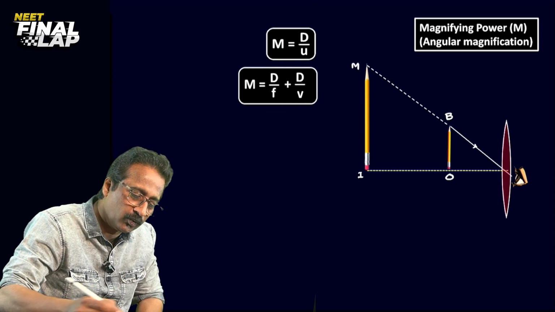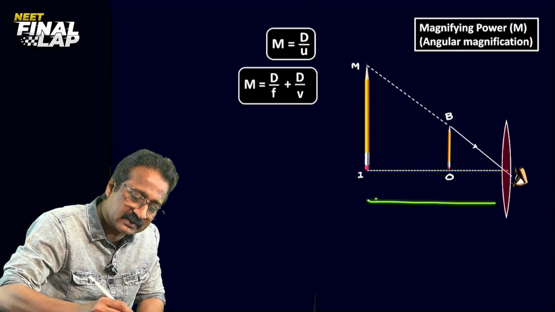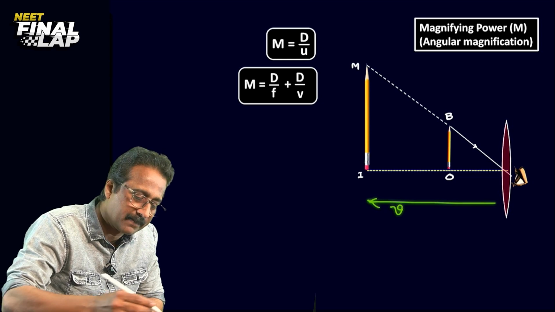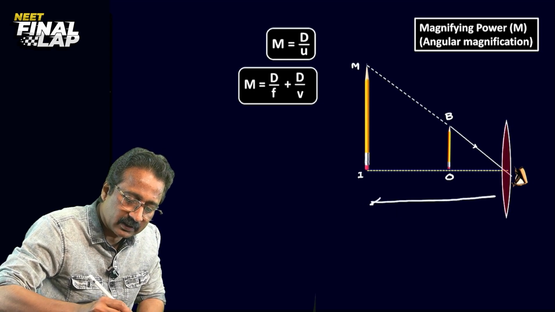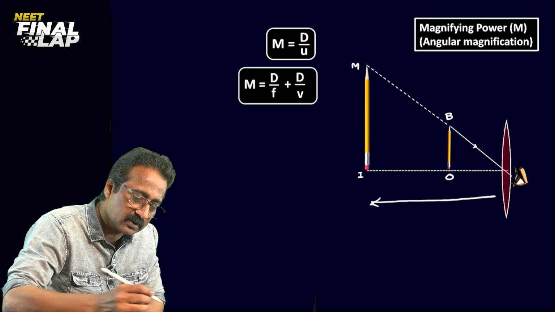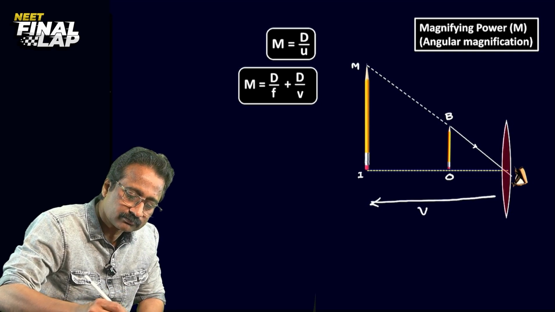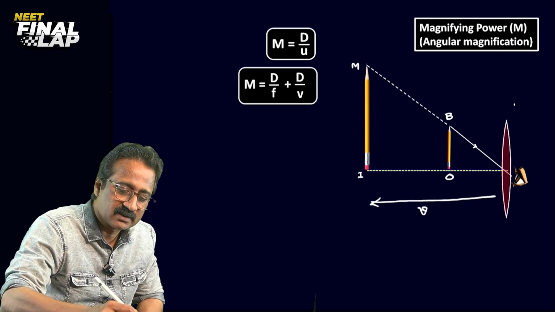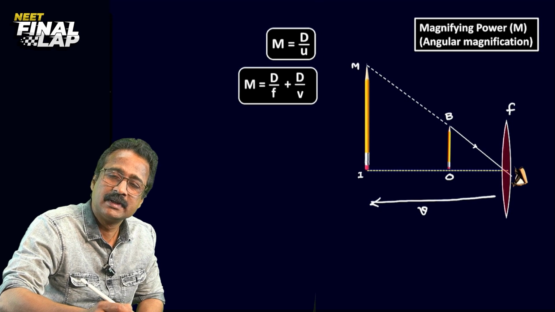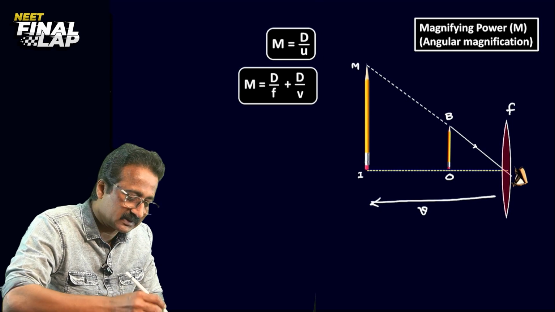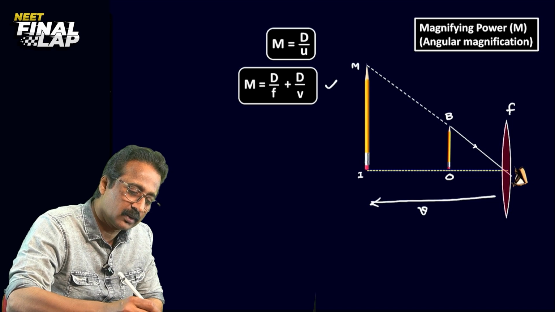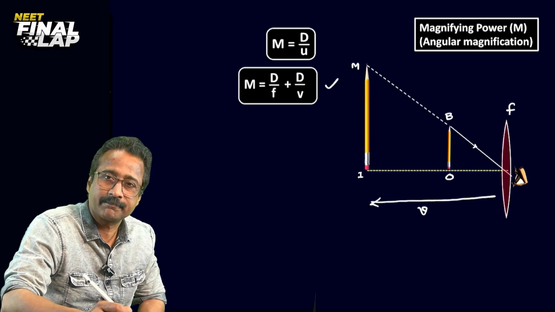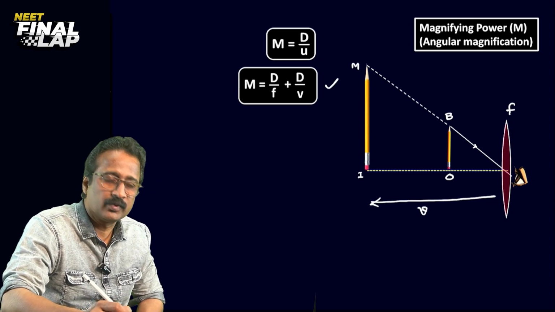In the second equation, what is meant by v is this distance: how far away the image is formed, that distance is v. In some questions, that will be given directly. In that case, this distance is what we call V. Now, F is nothing but the focal length of the lens. If the question gives the focal length and also how far away the image is formed, you are free to use this equation, d/f plus d/v. There, V means the distance to the image.